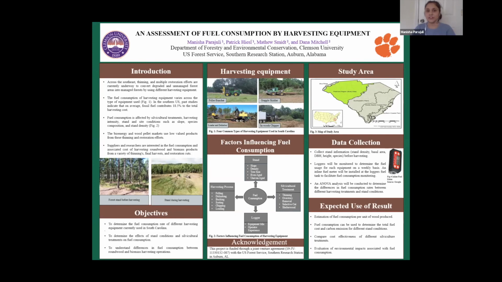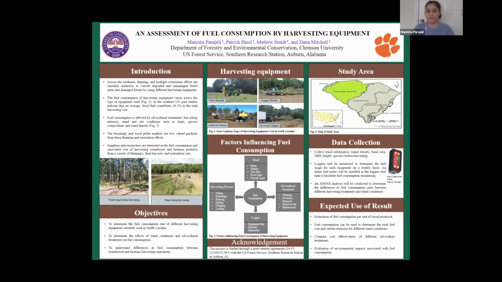Here are some pictures of harvesting equipment mostly used in South Carolina. The first is the feller buncher, which is used to cut the trees. The grapple skidder is used to collect the bunch of harvested wood and carry it to the landing area. Loader and delimber are used to separate the branches from the stem and load into the truck for transportation. In-woods chipper means the mobile chipper, which can go to the landing area and then convert the harvested wood into chips.